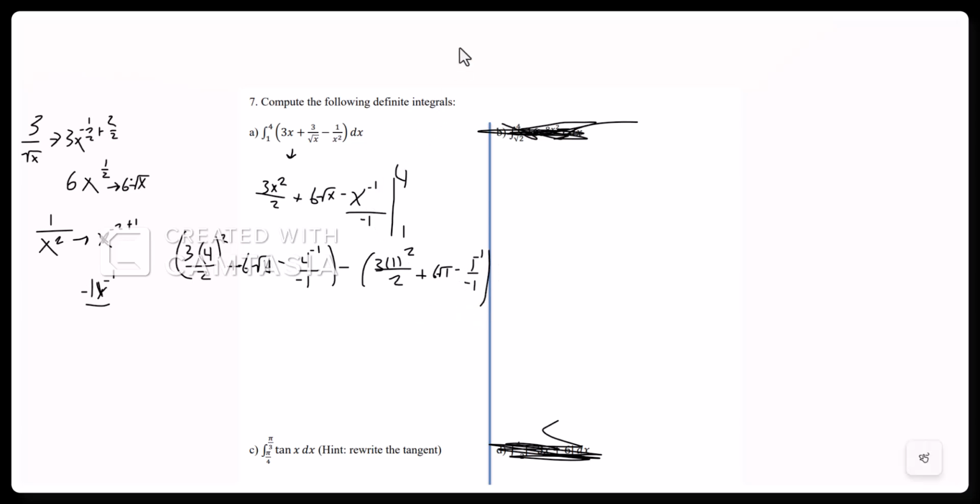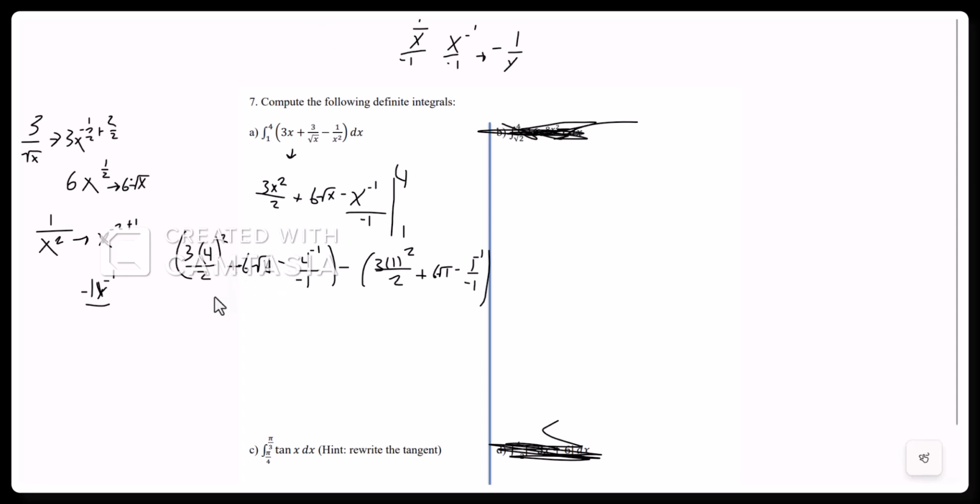And this is just, x to the negative 1 over negative 1 will equal negative 1 over x, because the top is basically saying that it's 1 over x to the power of negative 1, which is just going to be 1 over x. But it'll still be negative. It'll be negative, so then it'll be positive when you subtract them.